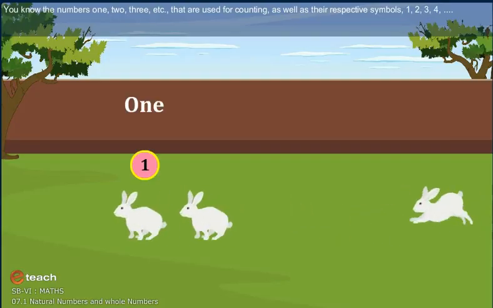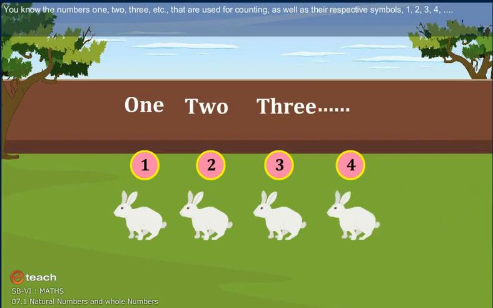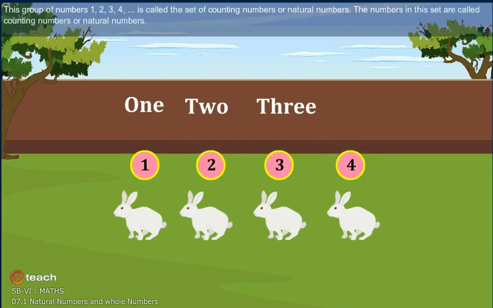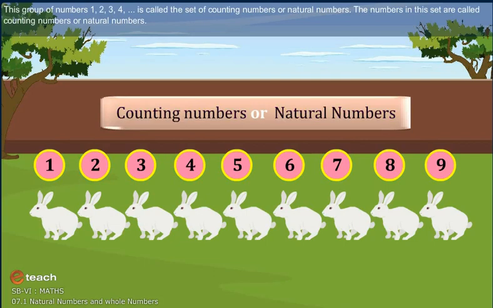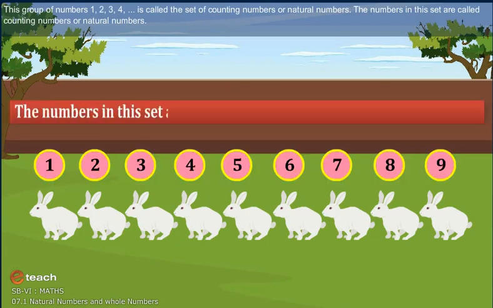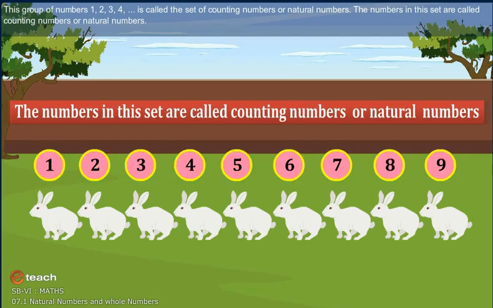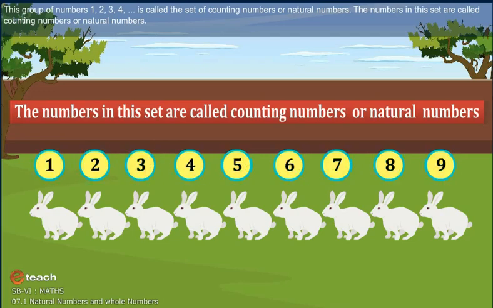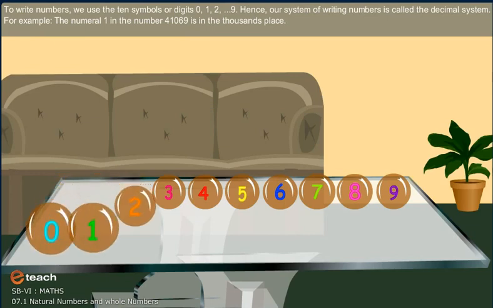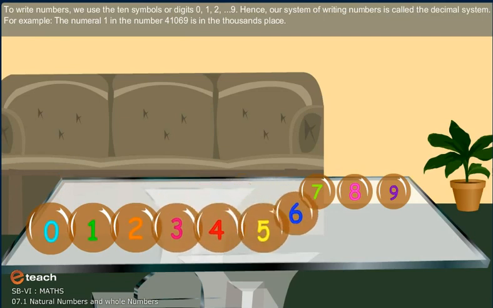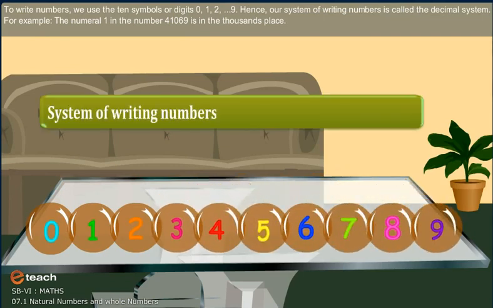You know the numbers 1, 2, 3, etc. that are used for counting, as well as their respective symbols. 1, 2, 3, 4. This group of numbers 1, 2, 3, 4 is called the set of counting numbers or natural numbers. The numbers in this set are called counting numbers or natural numbers. To write numbers, we use the 10 symbols or digits 0, 1, 2, up to 9. Hence, our system of writing numbers is called the decimal system.